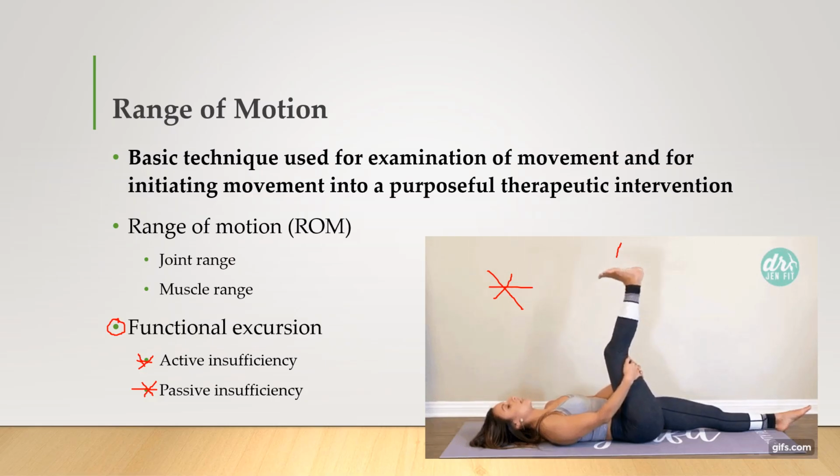Just remember that when we're talking about active and passive insufficiency, we're talking about two-joint muscles. The hamstrings would be one, the gastrocnemius would be one, the rectus femoris would be one, the biceps brachii, triceps brachii. Those are the muscles we're looking at when we're talking about active and passive insufficiency. Those are the main ones we're going to talk about, at least.